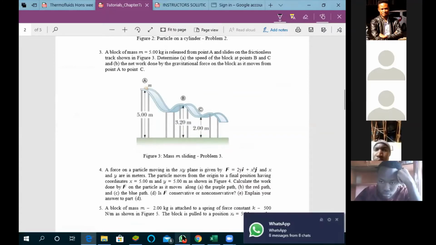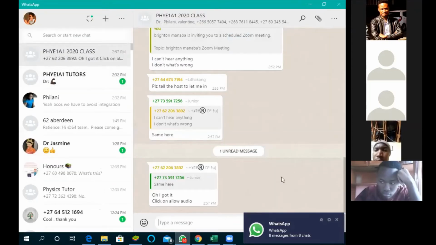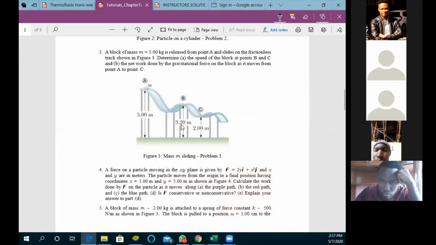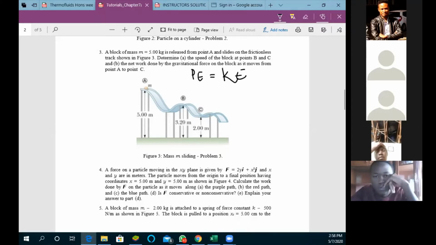Okay, let's start with point B, which is here. So the block is coming from point A to point B. It's going to lose some potential energy, and that potential energy is going to be converted into kinetic energy. So we need to determine the kinetic energy for us to be able to determine the speed, isn't it? So it's frictionless, which means there's no loss in energy. This means that all the potential energy is going to be converted to kinetic energy, isn't it? Because there's no friction.